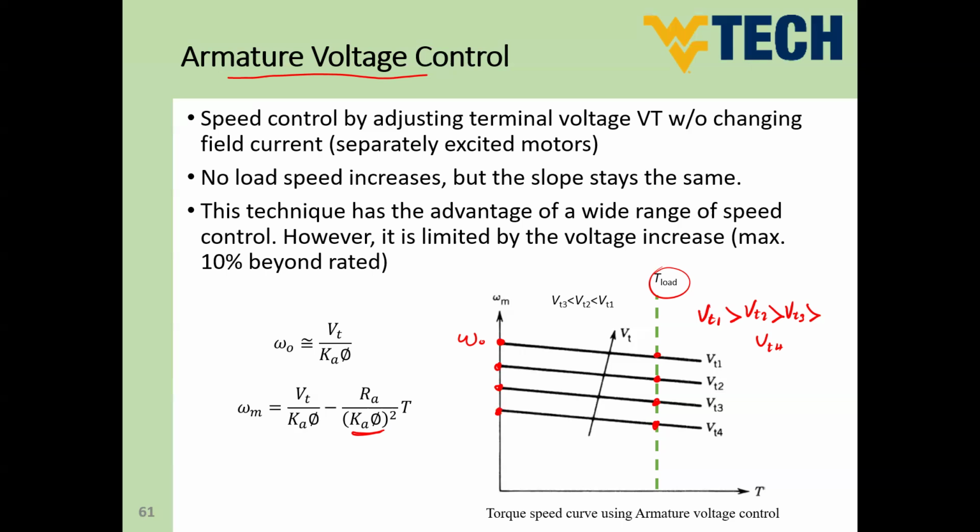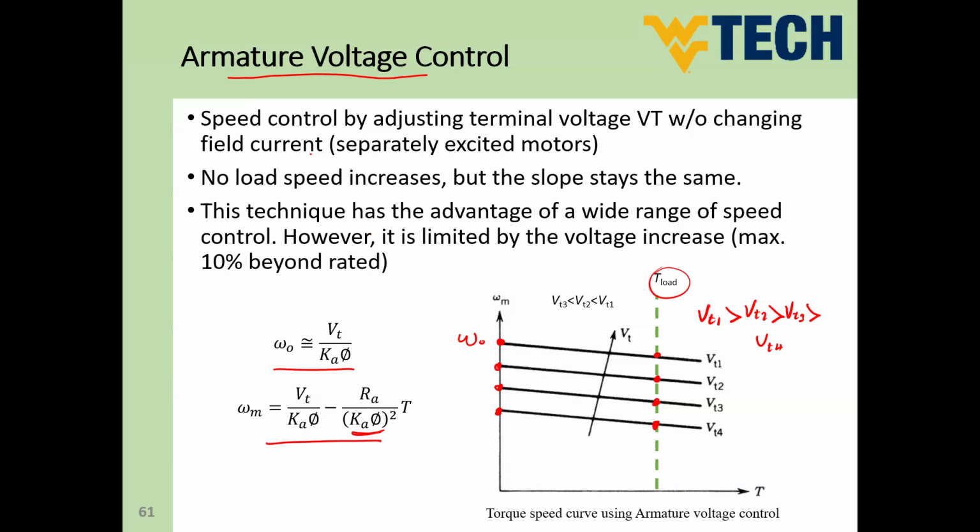Okay, so this is, guys, the way how we can make speed control using voltage. So if I ask you guys, discuss how to control the motor speed using voltage control. So firstly, you should draw the characteristic at different values and write down the relations and mention the advantages and disadvantages of this technique. So here, guys, speed control by adjusting terminal volt, VT, without changing field current.